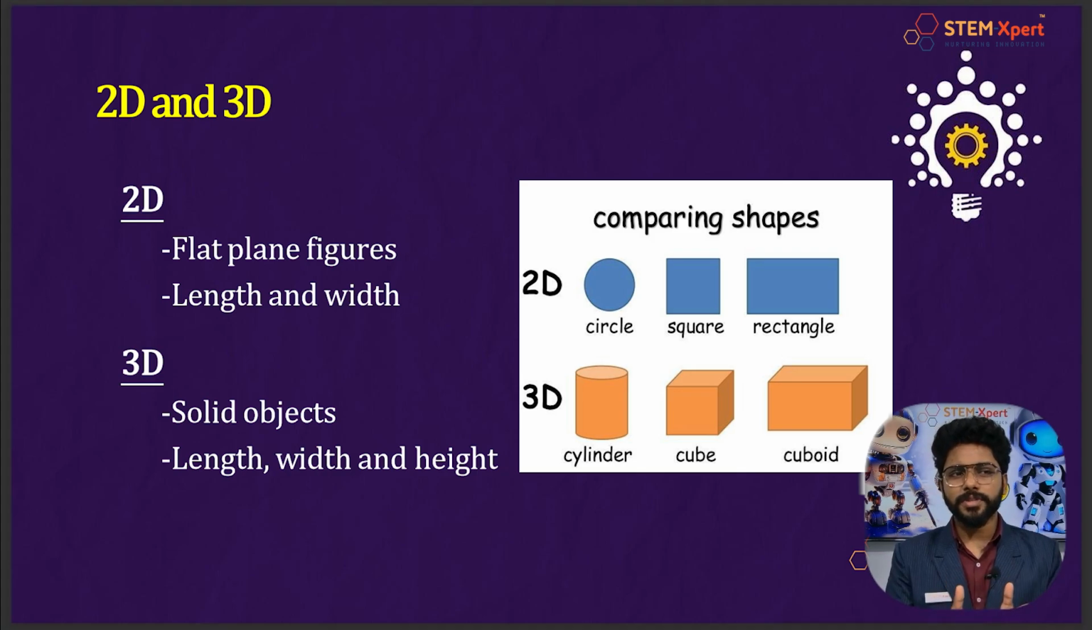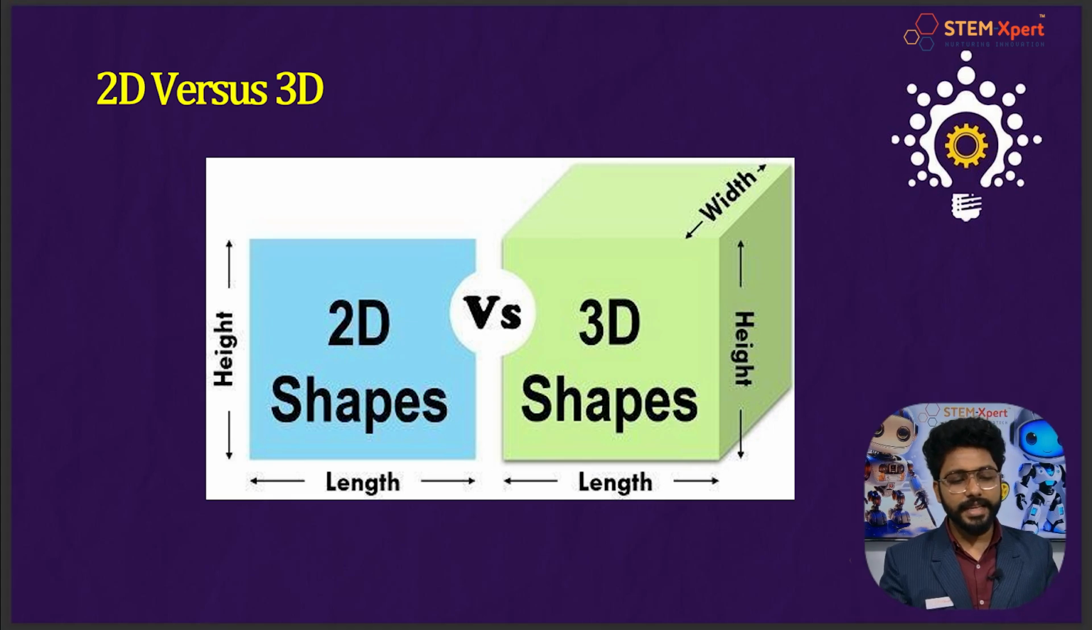Okay, so you understood the difference between them. So this is an actual representation of it. Our 2D shapes have length and width. When it comes to a 3D shape, it has length, width and height. One more dimension is added to it. Understood? So that's how it looks like.